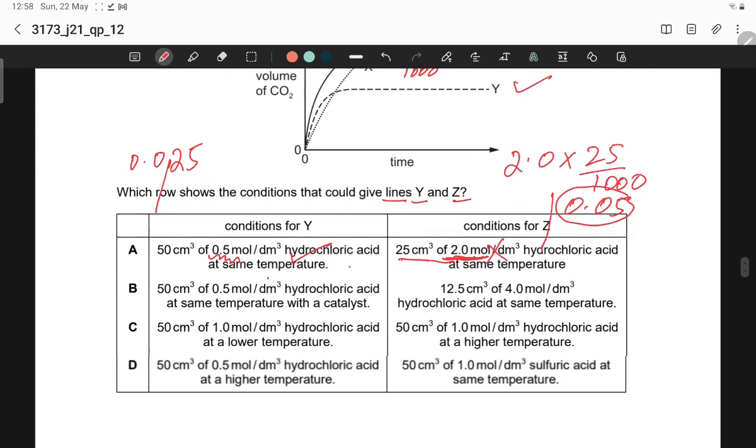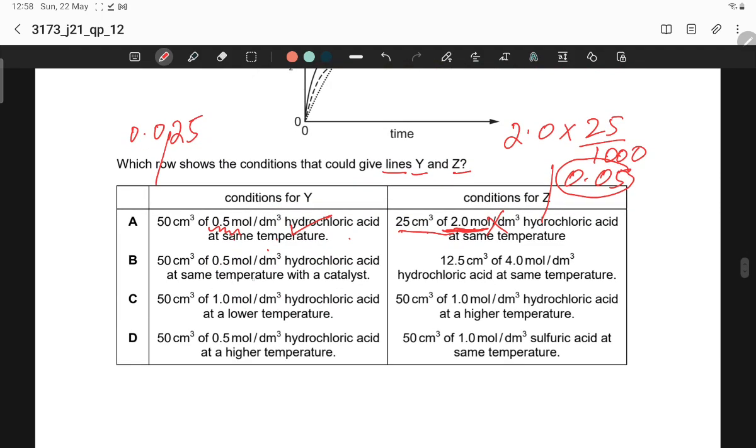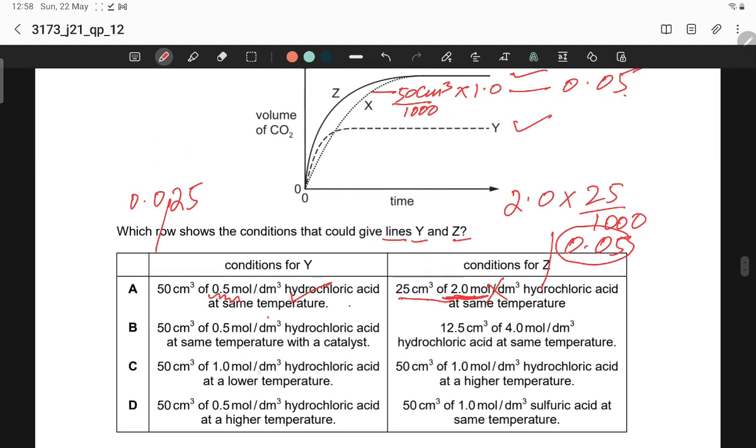Next, 50 cm³ of 0.5 mole per dm³ of hydrochloric acid at the same temperature with catalyst, Y. Yes, this is correct because the reaction is steeper and faster than X, which has 0.05 moles. Because a catalyst is used, the rate of reaction line is steeper.